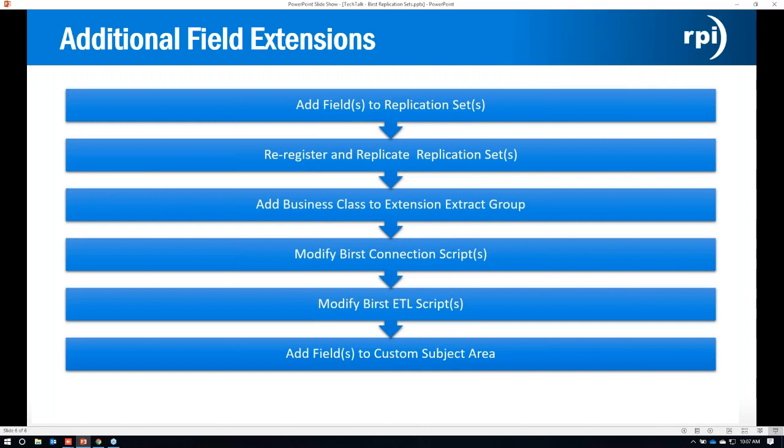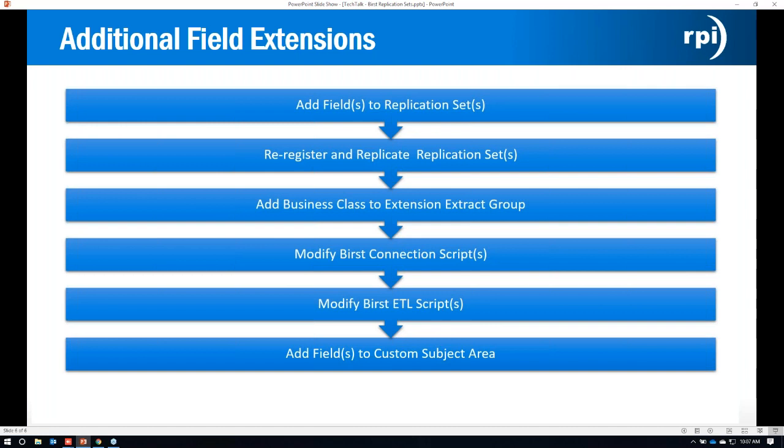And then there's this next step that hangs a lot of people up. If you don't do it, you're not going to see any data in your fields. And that's to add the business class to the extension extract group. So I'll show you what that looks like. We'll go through what needs to be modified on the Birst connection and ETL scripts. And then we're going to add those fields to a custom subject area.